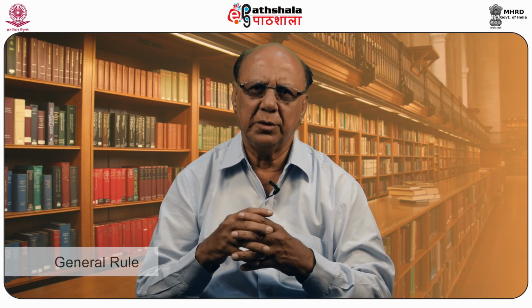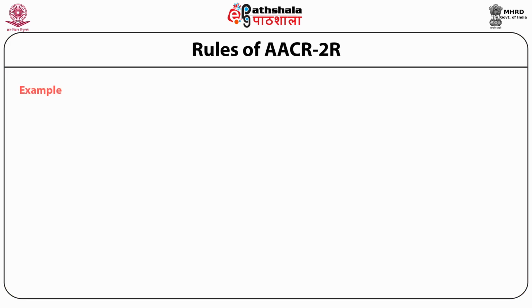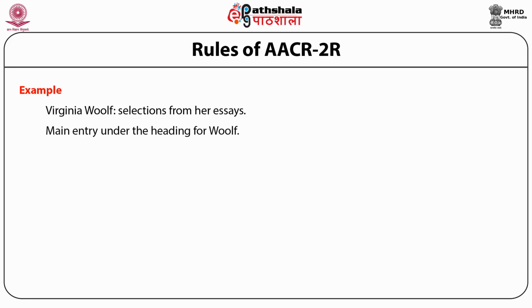This is the general rule. It creates a problem to decide the commonly known name. The structure of personal names varies from country to country. Generally, European names are entered under the last part of the name, which is the surname. Example, Virginia Woolf, selections from her essays. Main entry would be under the heading for Woolf.